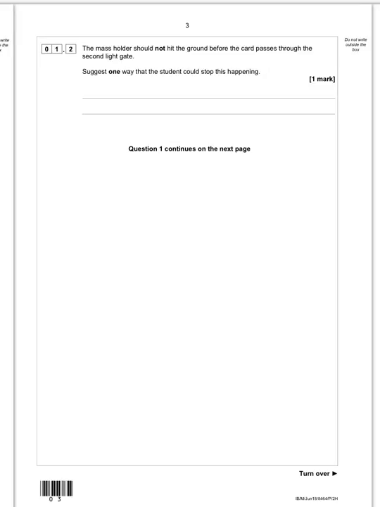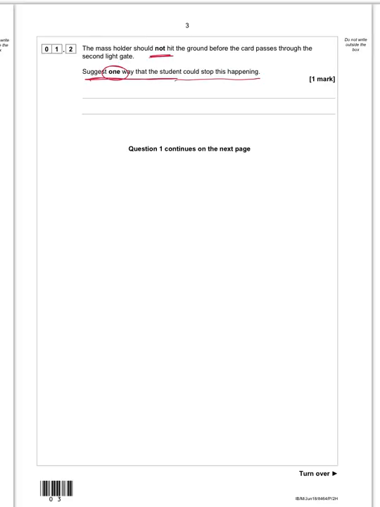Okay, so the mass should not hit the ground before it passes through the second light gate. Suggest one way that the student could stop this happening. There are two, and either of them would get you 1 mark. But if you were to get one of them wrong or phrase one incorrectly, you may talk yourself out of a mark. So try not to suggest two and hedge your bets in a question like this. Pick the one that seems most logical and go with that.